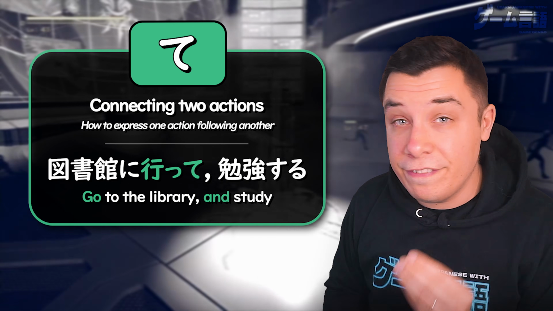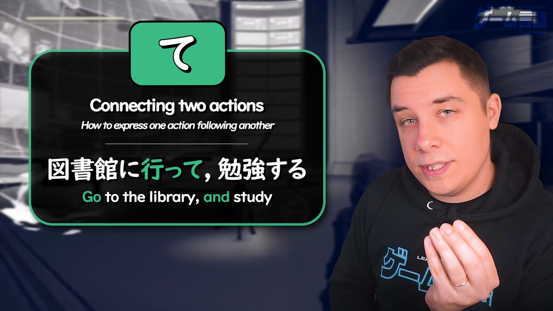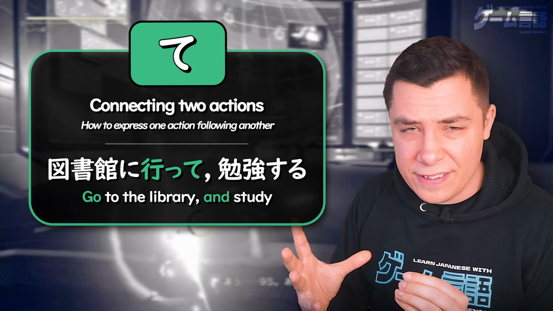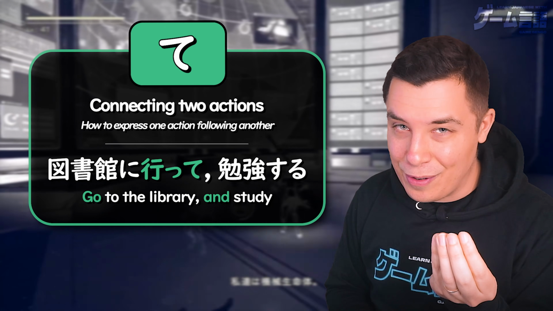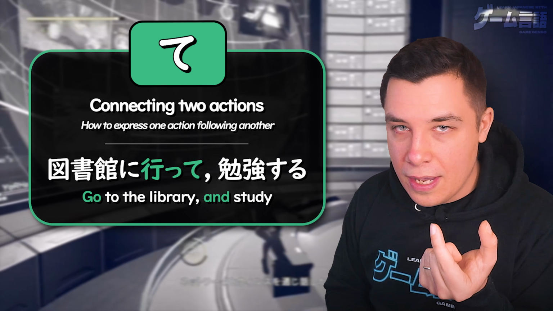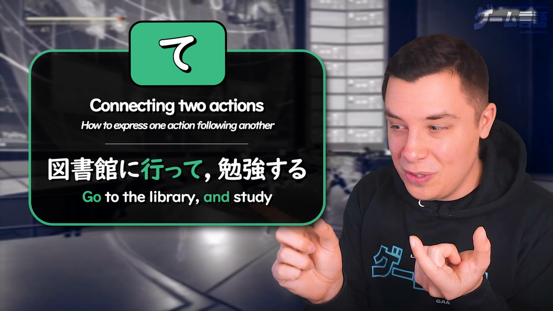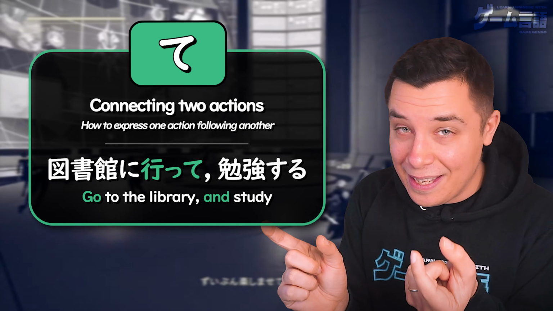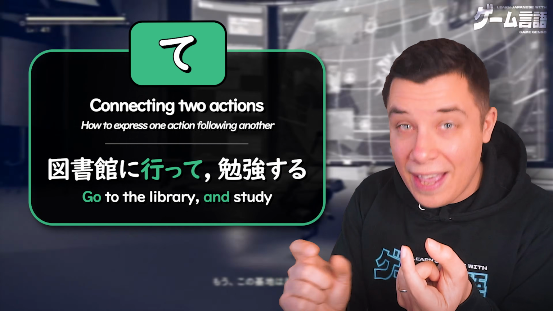So you need to put the first verb in the te form in order to connect it with the second action. If you look at the kind of sequential order of these events, the first thing you need to do is go to the library. So that's the one that you say first. That's the one you put in the te form. And then the second action, studying, you do this after you've gone to the library, right? So, itte benkyou suru. Go and then study.